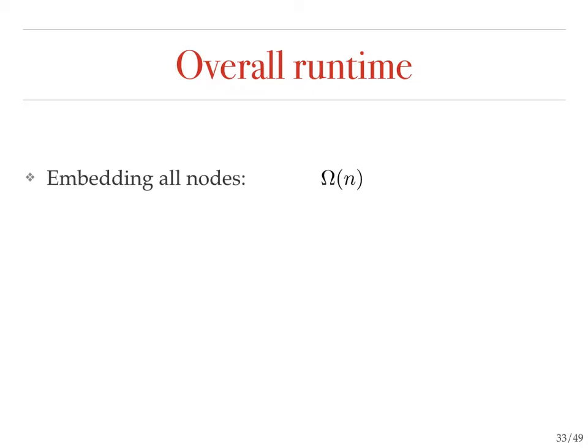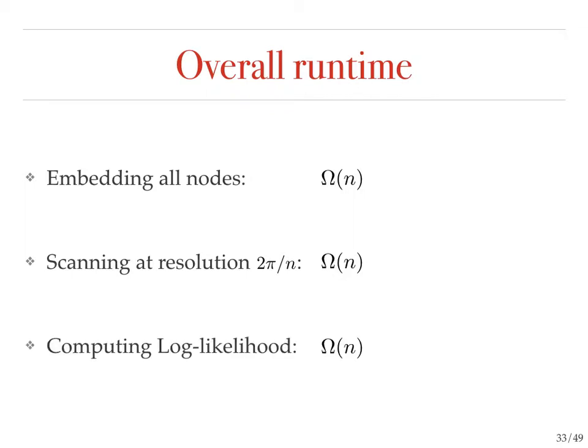What's the overall runtime? Well, you have to embed all nodes. For every node, you have to scan the whole angular range at resolution 2 pi over n. So you scan at n points, which is another factor of n. And in the end, you compute the log likelihood, where you have to sum over all neighbors and over all non-neighbors, which is again a factor of n. So this gives you a total runtime of n cubed, which is even worse than what we have seen before.